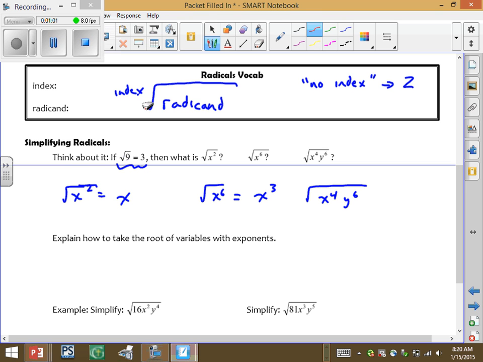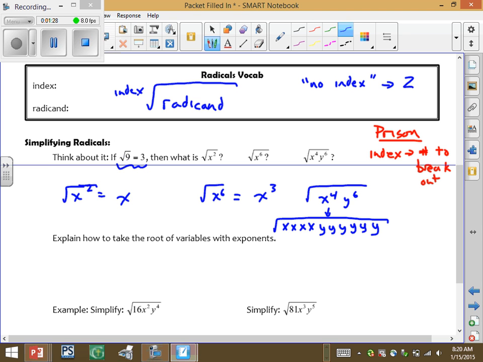And the idea with the prison break is the index gives you the number to break out. So in other words, for this particular problem, x to the 4th, y to the 6th, if we expanded this all the way out, we'd end up with 1, 2, 3, 4 x's, and then 1, 2, 3, 4, 5, 6 y's.